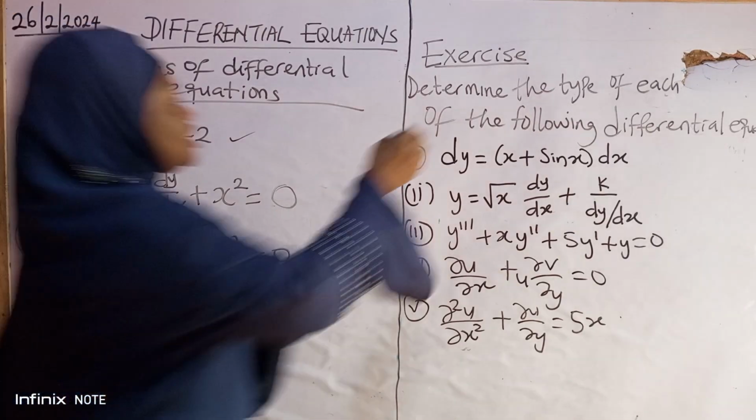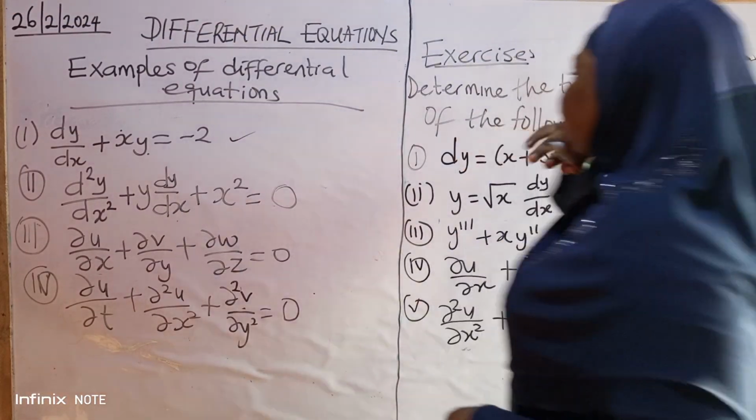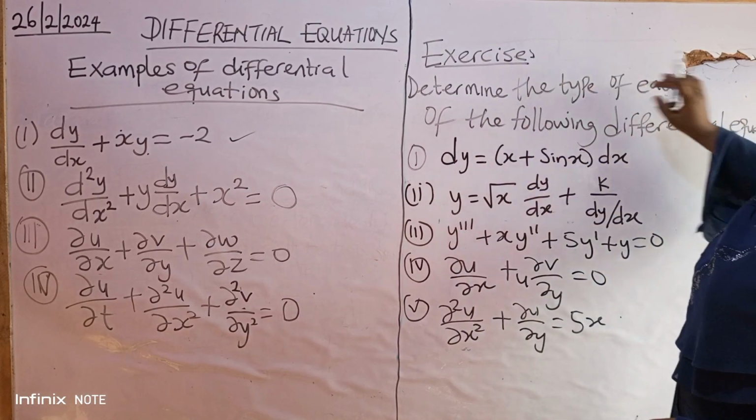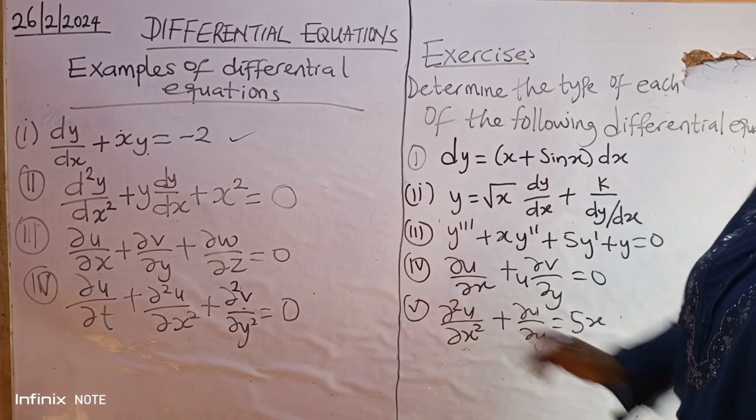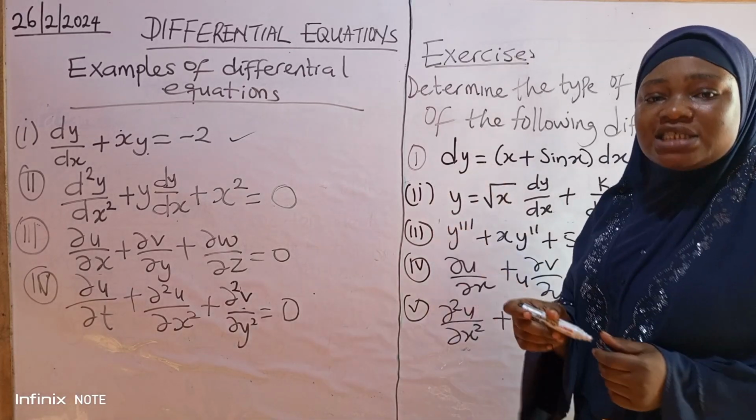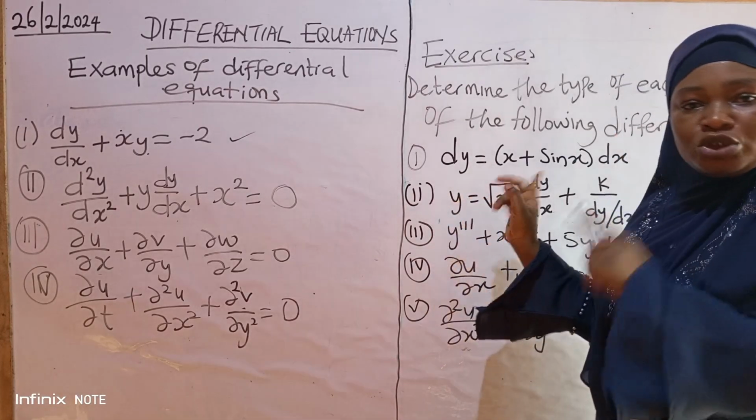So here are the exercises that you are going to do now. Determine the type of each of the following differential equations, numbers 1 to 5. I'm going to leave the answers after this one, but just make sure you try it.